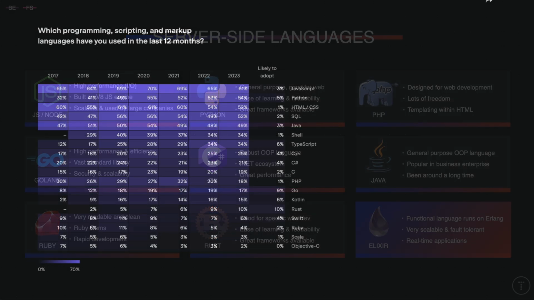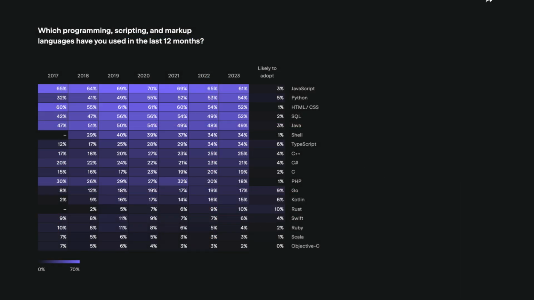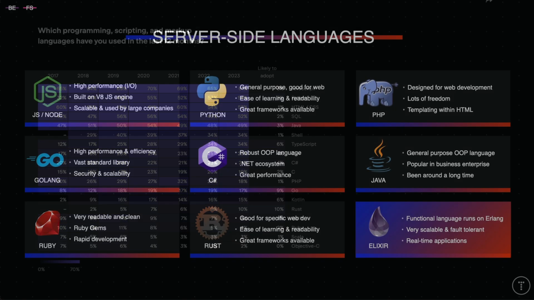So this is a chart from JetBrains.com for 2017 to 2023, and it's the percentages for languages used by web developers and the percentages for likely to adopt. So you can see that the most used is JavaScript, then Python, HTML, CSS, SQL, Java, and so on. So I wouldn't base everything on this chart, but it's just interesting to see. And you can pause it if you want. I'll also have the link in the description to this article.